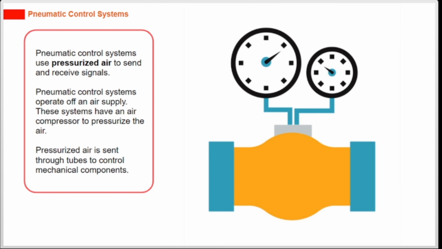Pneumatic control systems use pressurized air to send and receive signals. Pneumatic control systems operate off an air supply. These systems have an air compressor to pressurize the air. Pressurized air is sent through tubes to control mechanical components.